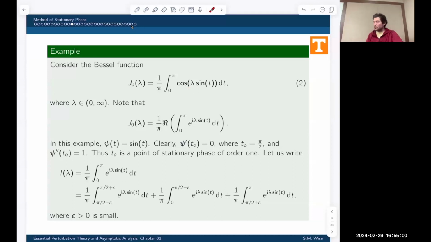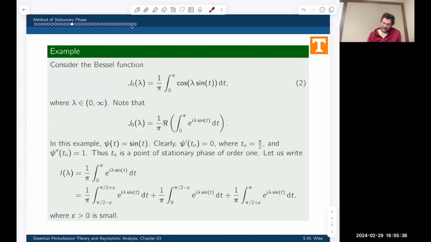So that's the goal. But now, this doesn't look like a stationary phase integral in the strict sense, right? Because it's not a complex exponential in here, but we can see that the difference between that and the thing that we've already defined is we can just take the real part of this object and we get this. So if we analyze this integral in here, then we'll have analyzed the asymptotic behavior of this integral that we want. That's the idea.